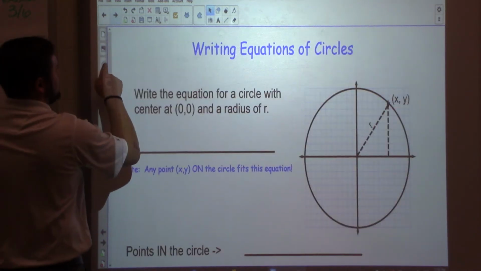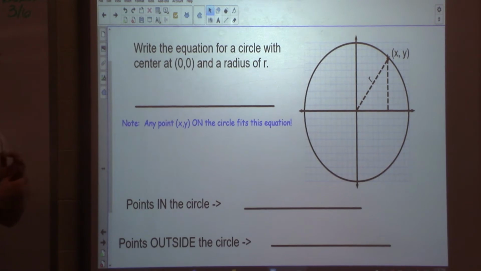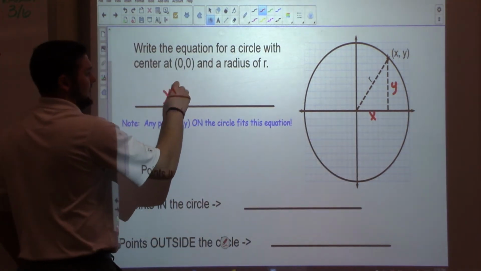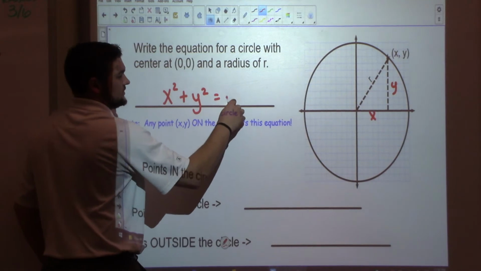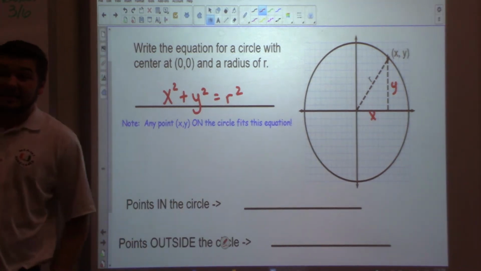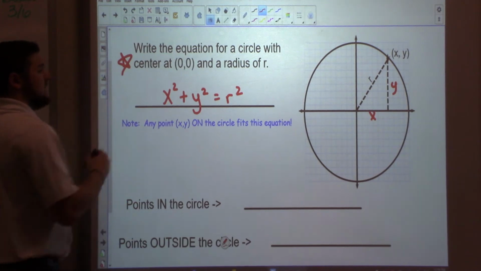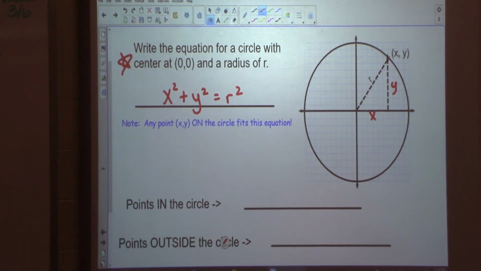Well, what if I asked you to do the exact same thing, but I gave you a radius of r? It's the same thing, right? If I have an x value here and a y value here, I can say x squared plus y squared equals r squared. Whatever your radius is, we're going to set it equal and square it. So that is the formula right here for a circle centered at 0, 0. That is your equation. It works for any circle centered at 0, 0: x squared plus y squared equals r squared. That's how we're going to write their equations.